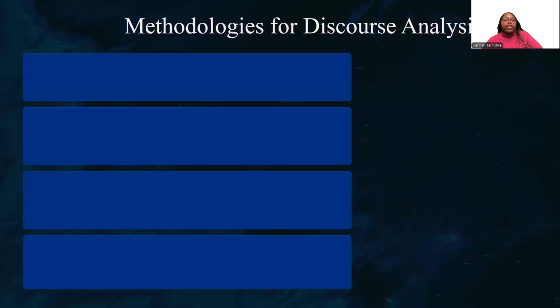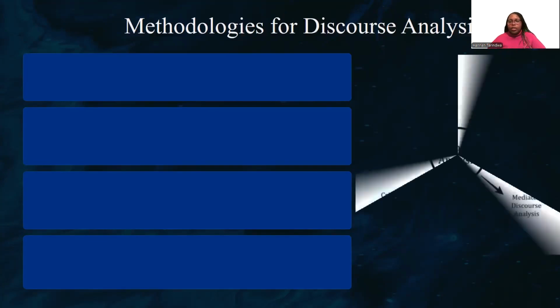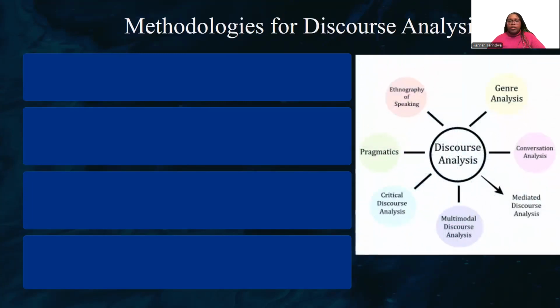Now, on methodologies for discourse analysis, I'm going to just go through these. These are academic methodologies for discourse analysis. But before I get into that, just to say that discourse analysis can be done in these 7 ways. Either you look at genre, conversations, mediated discourse, multimodal discourse analysis, critical discourse, pragmatics, the ethnography of speaking.